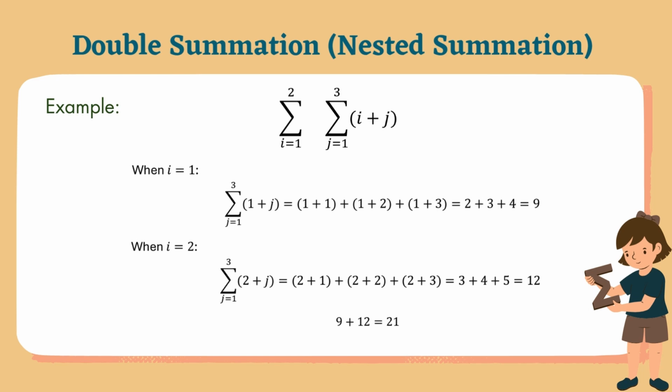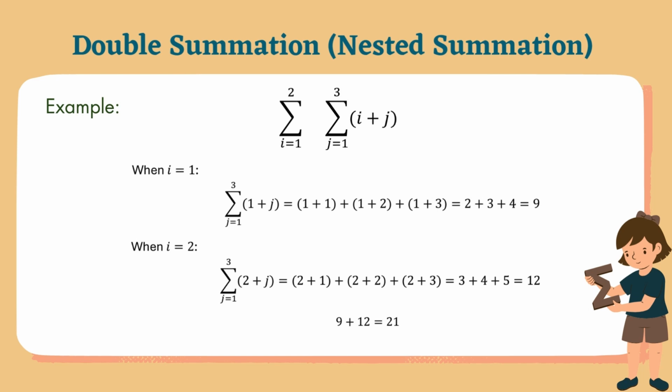So first, what you need to do here is to provide first the value of i. So we have here a lower boundary of i from 1 to 2. So we have 1 and 2 only. So first, when i is 1, what is the final value together with the j?